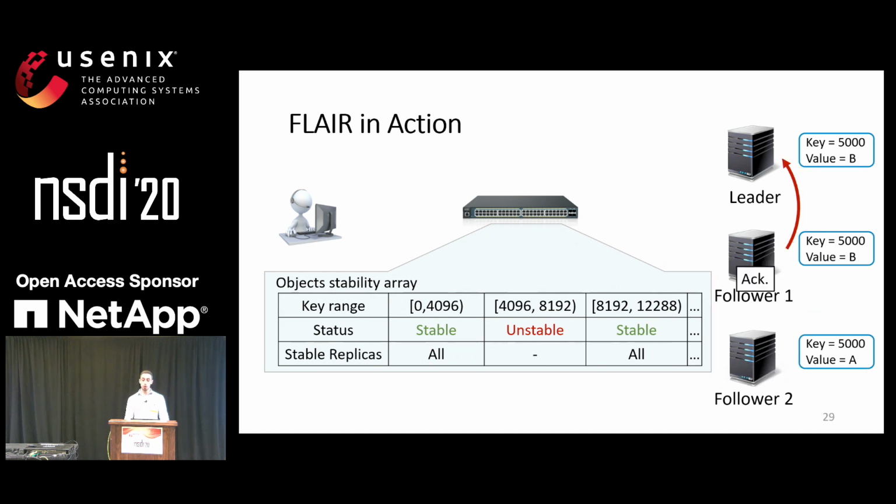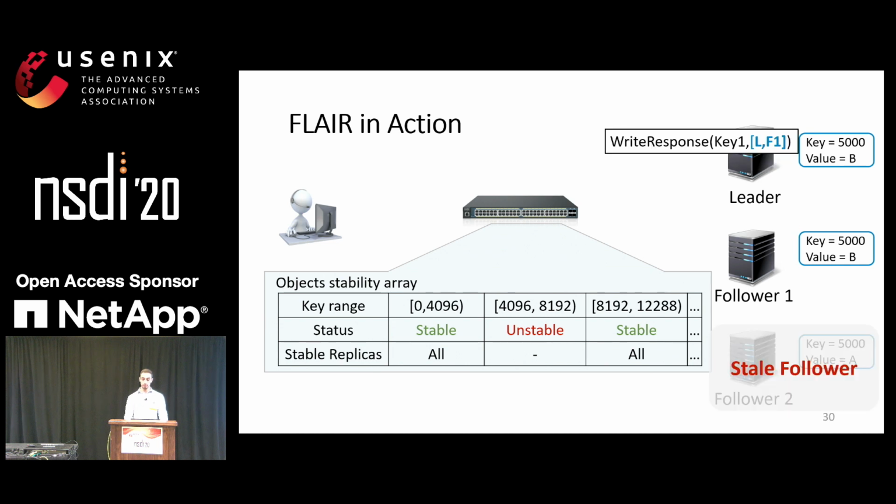And for example, only follower 1 acknowledges back to the switch. So as you can see here, now value B is actually committed because it's on a majority. However, follower 2 is actually stale because it didn't apply this new change yet. The leader knows this information and will forward it back to the switch.